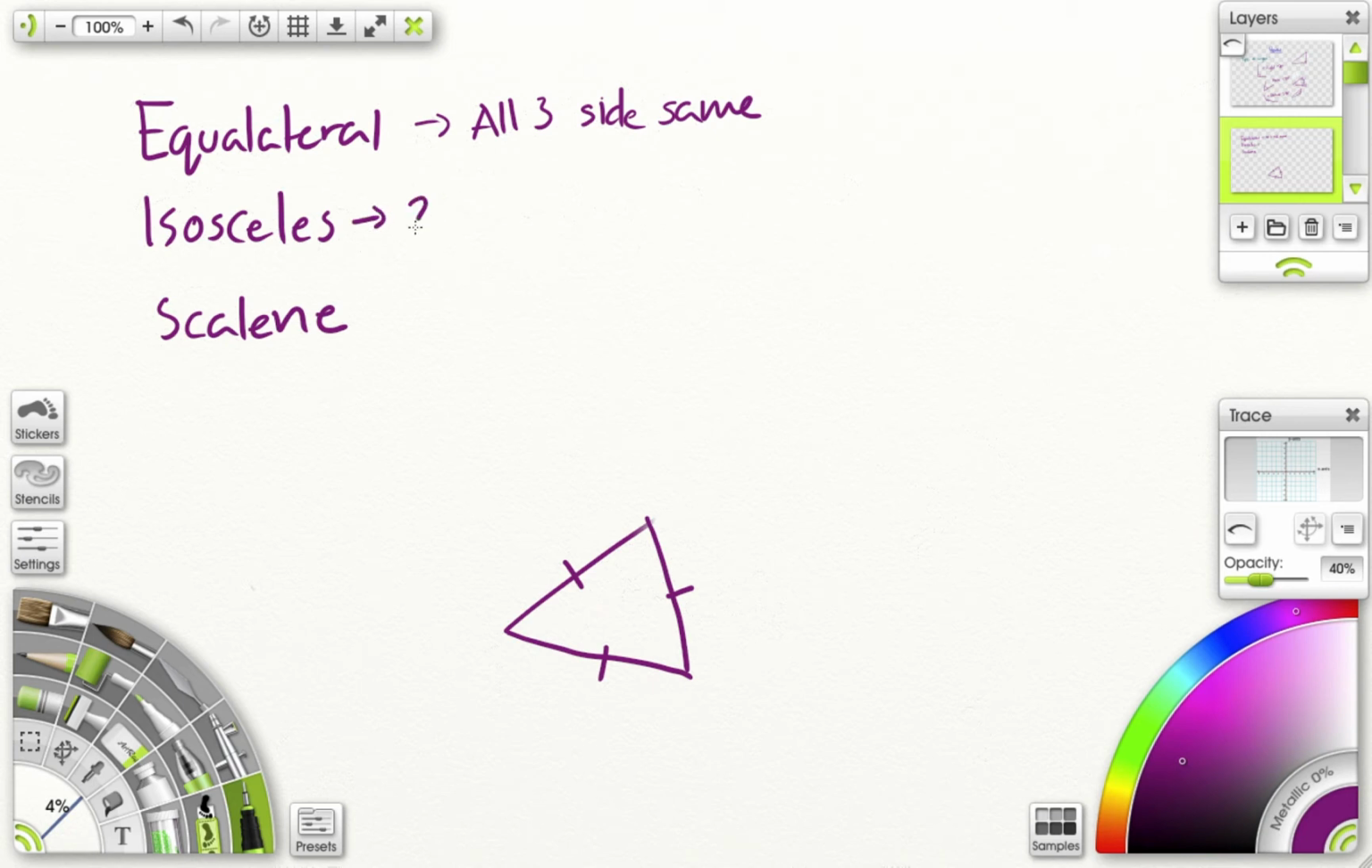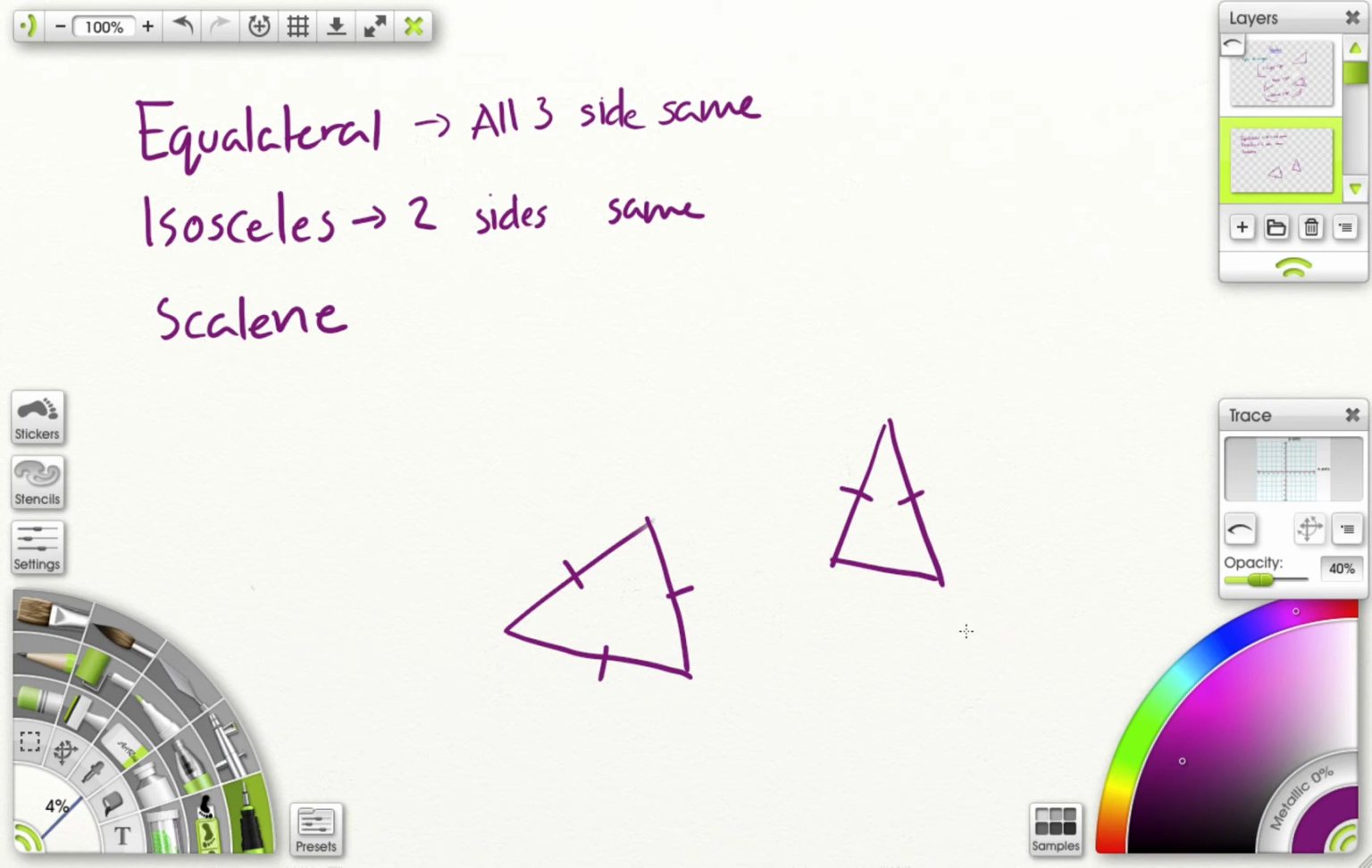Isosceles, two sides are the same length. So isosceles means I have two lengths of a triangle that are exactly the same. Remember those little ticks from the equilateral? It'll only be on two sides this time. So those little ticks will show you that you have two sides exactly the same length.